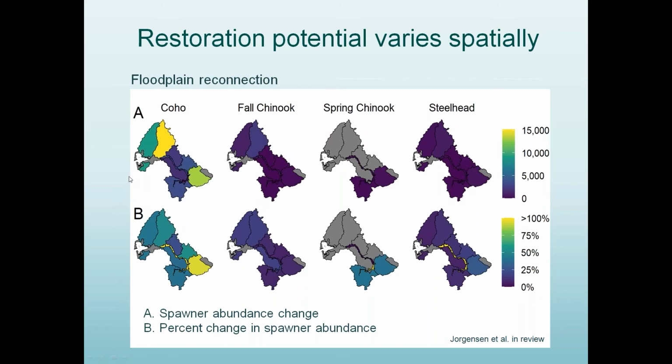The top row is absolute abundance change. The bottom row is percent change in abundance from current condition. And this is all for floodplain reconnection. So if we look at the spatial distribution, let's look at percent change. We see that certain basins, like this is the Cascades subbasin and the main stem, have a fairly high potential to increase spawner abundance through floodplain connectivity, whereas some areas with relatively small streams and less coho potential overall, because they're steeper and have very little floodplain, there's not much potential. So this can also give us an idea where to focus the effort in addition to what kind of effort we need to apply.